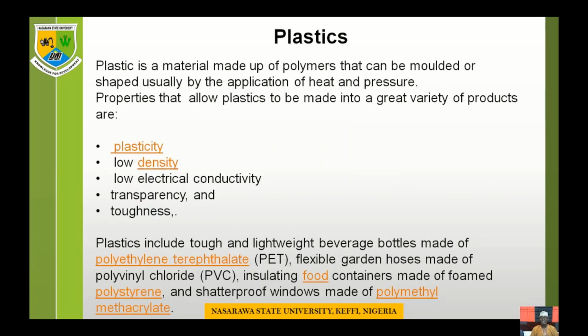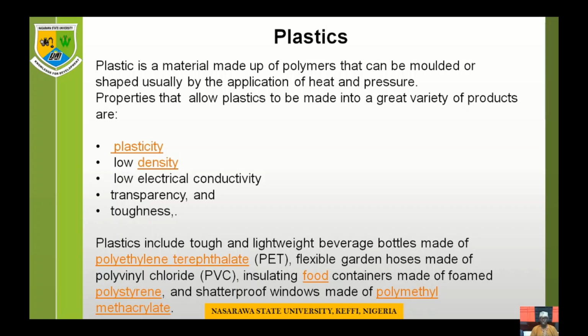Plastic is a material made up of polymers that can be molded or shaped, usually by the application of heat and pressure. Properties that allow plastics to be made into a great variety of products are plasticity, low density, low electrical conductivity, transparency, and toughness.